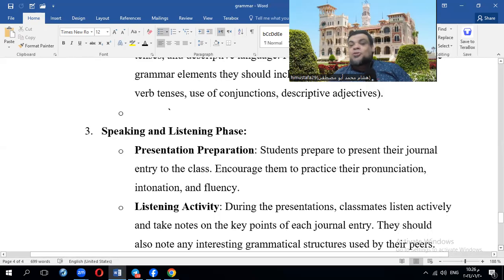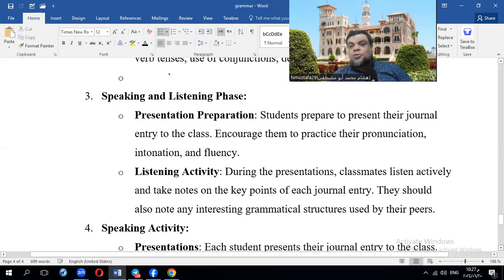Now we go to speaking and listening. Presentation preparation: I want you to speak about what you have just written. Students prepare to present the journal entry to the class. Encourage them to practice their pronunciation, intonation, and fluency. So here, you should encourage them to practice how to speak in front of the class, and to use correct pronunciation, correct intonation, and fluency.